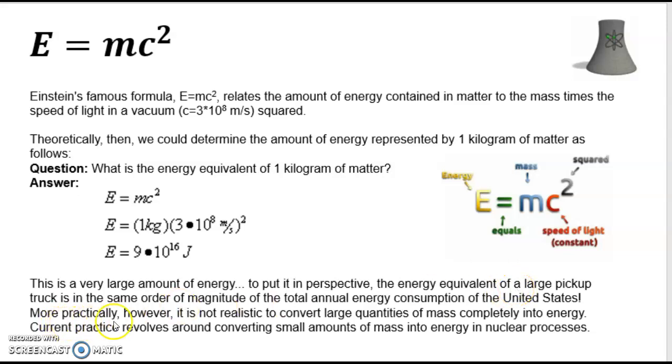Okay? Now, from a practical perspective, it's not realistic to get large quantities of mass to completely turn into energy. And so our current practice revolves around converting small amounts of mass into energy in nuclear processes. And we'll talk about nuclear fusion and fission next time. But let's just make sure we understand this equation. It relates the amount of mass that you convert into energy. The equivalent amount of energy is found by simply taking that amount of mass in kilograms and multiplying it by the speed of light squared. Okay.